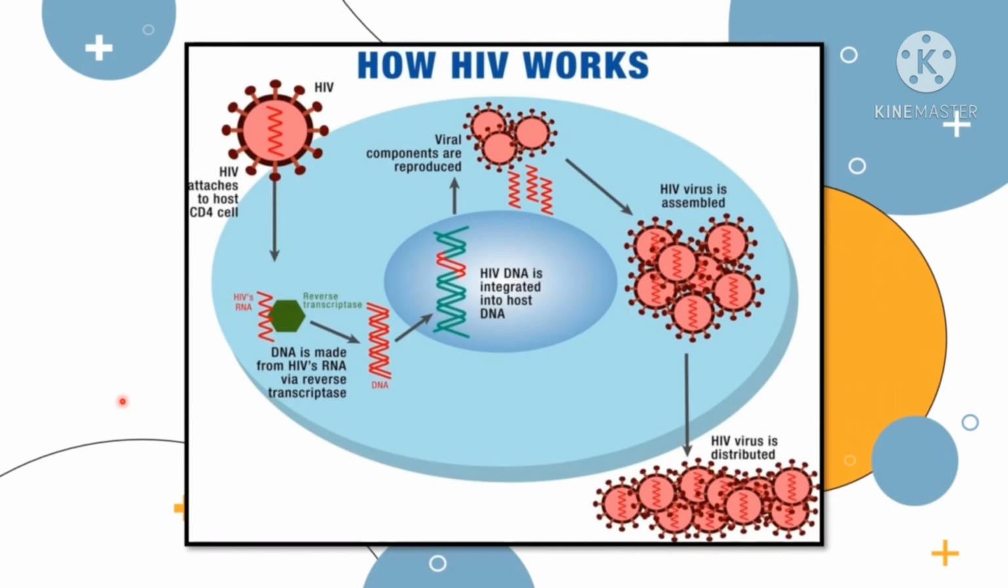This is how the HIV works. The HIV will attach to the host CD4 cell and then enter the cell, and the HIV's RNA will undergo reverse transcription to form DNA. The DNA will integrate with the host DNA to form new viral DNA that will form viral components, and then this will form HIV virus, which will multiply more and more, and then be released and spread throughout the body.